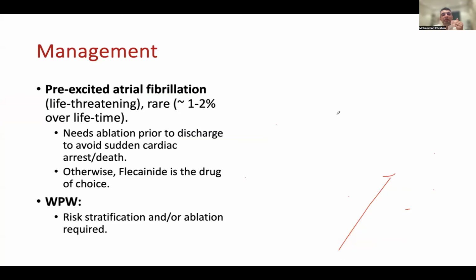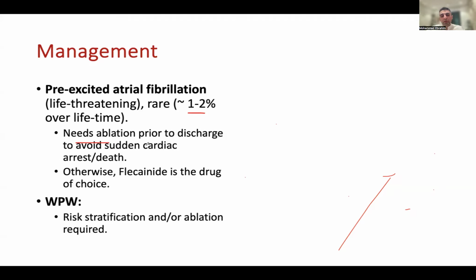For those specific patients, pre-excited atrial fibrillation is rare but life-threatening, and it might happen in 1 or 2% over the lifetime of a patient with WPW. So these patients really need to be ablated prior to discharge, because they did show that they are able to conduct this fast, and as such they are at risk of sudden death. So usually we admit and ablate at the same admission.